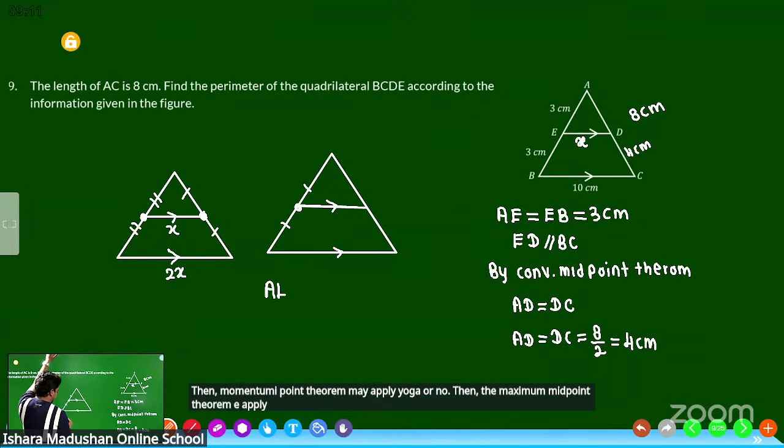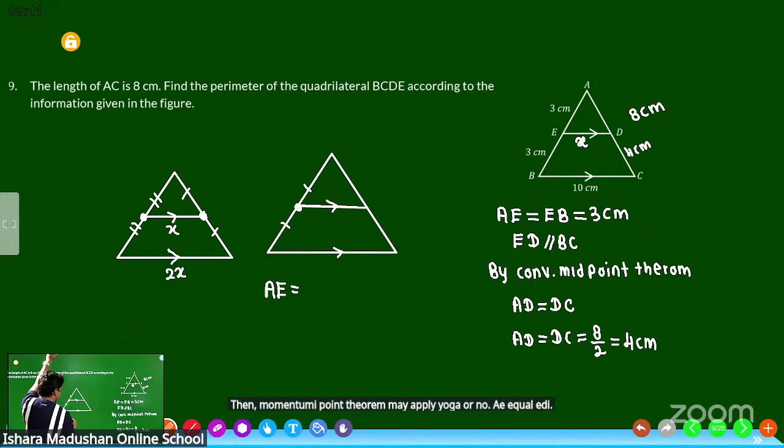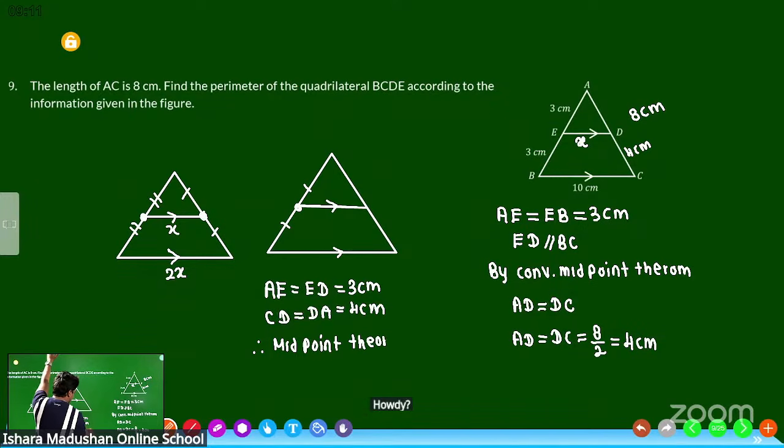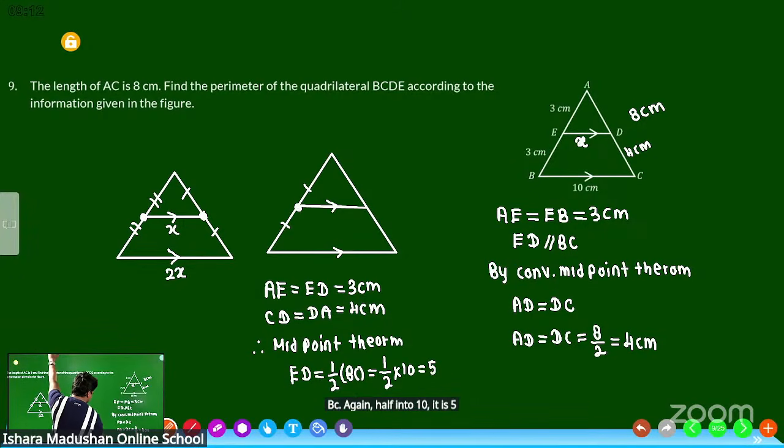Now I know AE equals EB, both are 3 centimeters. Then I know CD equals DA, both are 4 centimeters. Because of that, by the midpoint theorem, the line joining the two midpoints is half of the third side. So ED is half of the BC. Half of 10 is 5 centimeters. So here it is 5 centimeters.